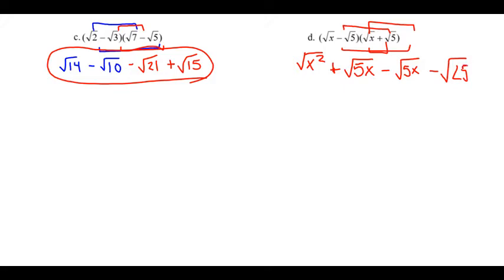And we can do some simplifying here. My middle terms, I have plus the square root of 5x minus the square root of 5x, so they will cancel out. The square root of x squared, remember 2 divides into 2 one time, so we get x. And we'll keep our minus sign. The square root of 25 is 5. So my final answer there will be x minus 5.